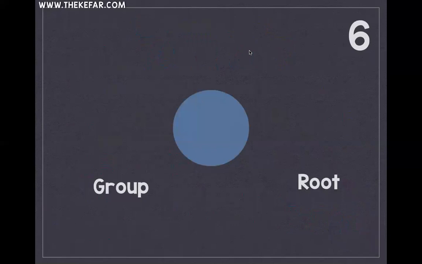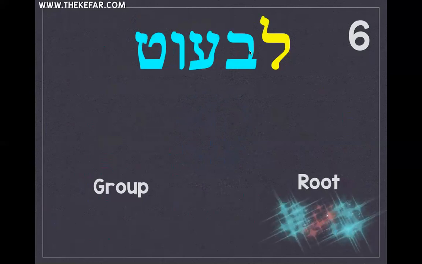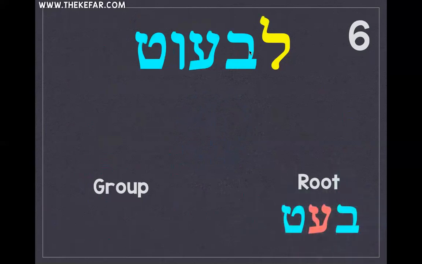Number 6, almost done. We just have one more after this. Livot. So we get rid of the lamed, get rid of the vav. That gives us ba'at as our root. Don't be confused. Remember, vav tav, not vav t sound. So even though this is livot, it's not a vav tav verb.